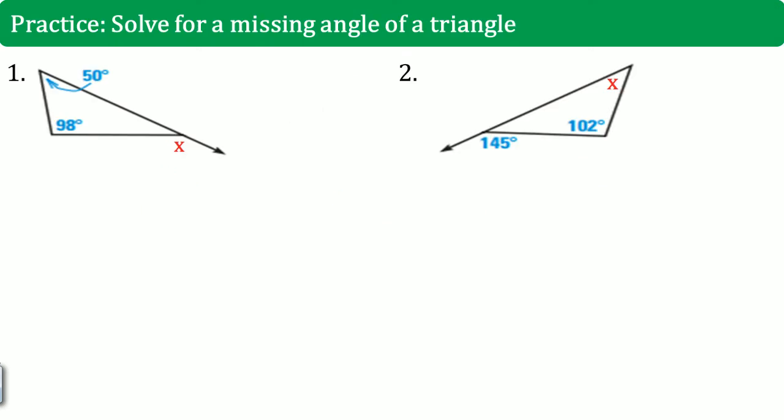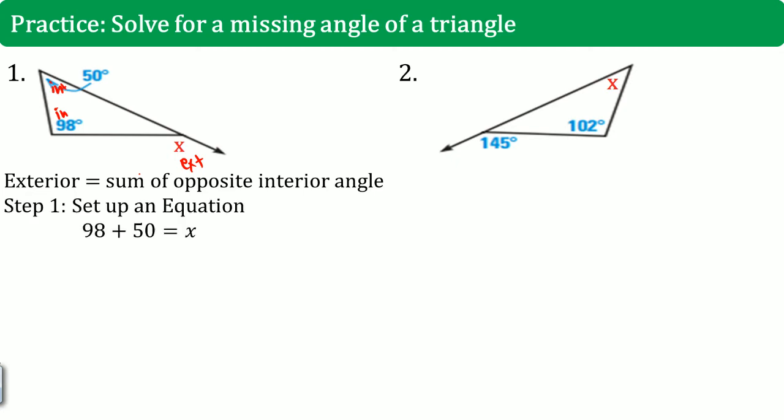What I need you to do now is practice it. Pause and try it. Here's the solution. The exterior angle is equal to the sum of the opposite interior angles. So this is the exterior angle, this is an interior, and this is your interior, and they're the farthest away. Set up the equation: 98 plus 50 is equal to x, so you get x equals 148. You're done.